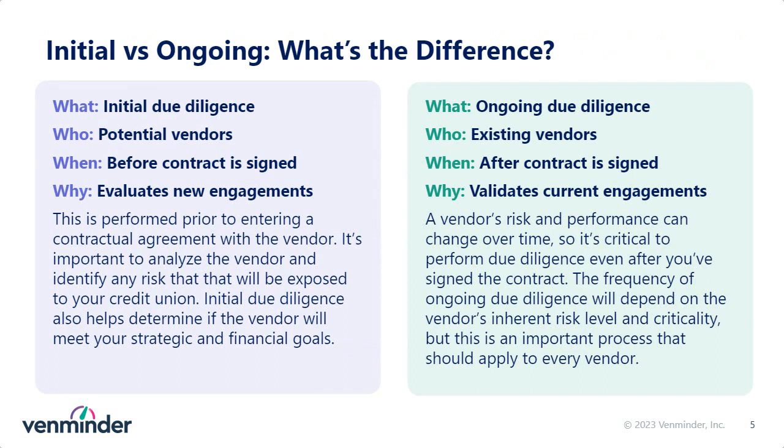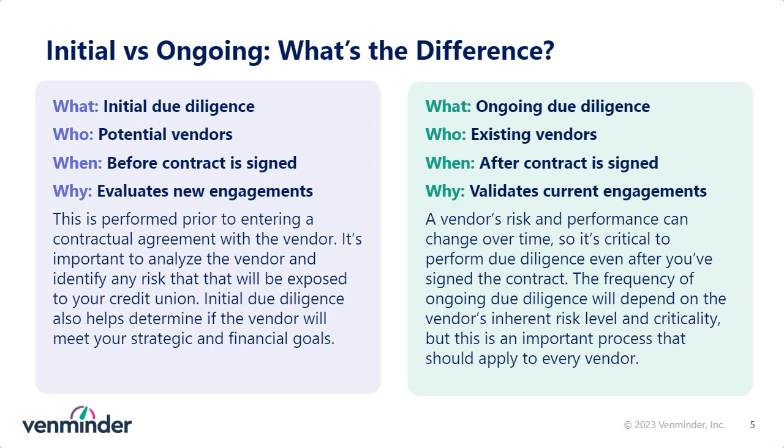So let's look a little further into initial and ongoing due diligence. There's a few different ways you can think about these 2 categories. On one side, you have initial due diligence, which applies to your potential vendors and must be done before you sign the contract. This is basically a way for you to evaluate any new engagements and make sure that they're the right choice before you make a commitment.